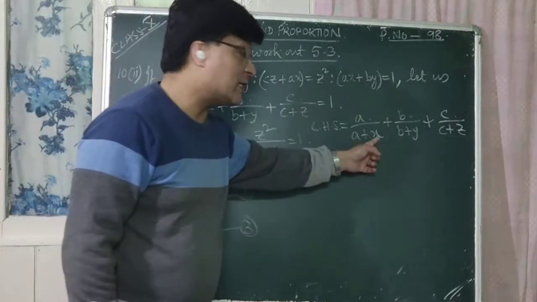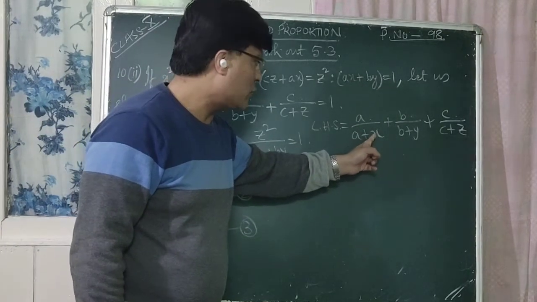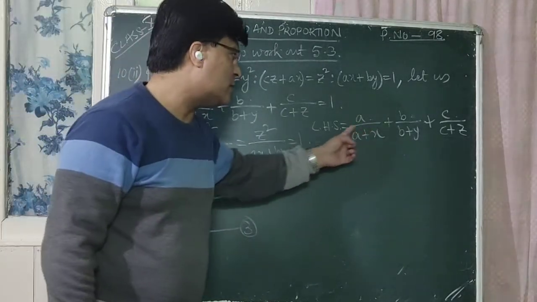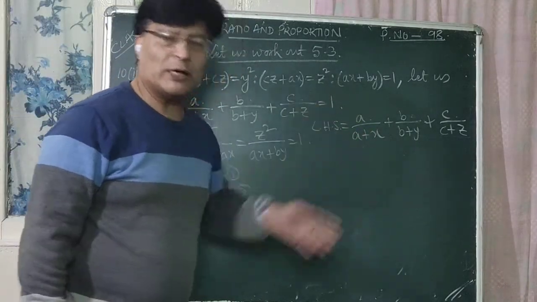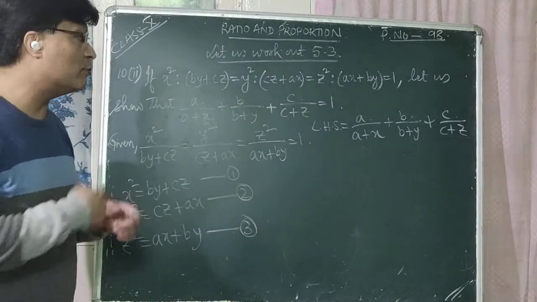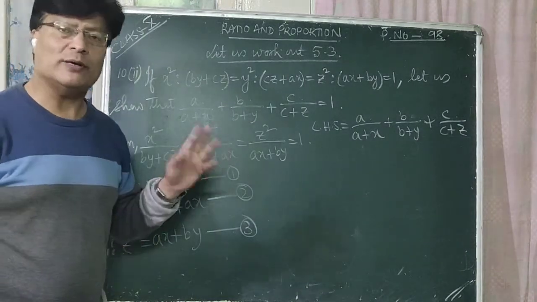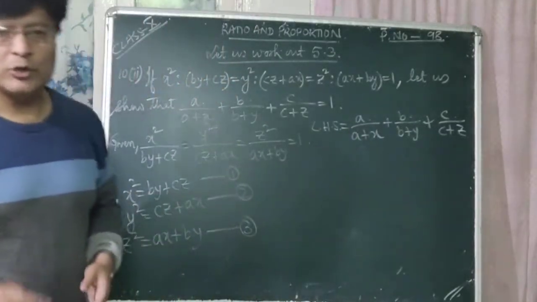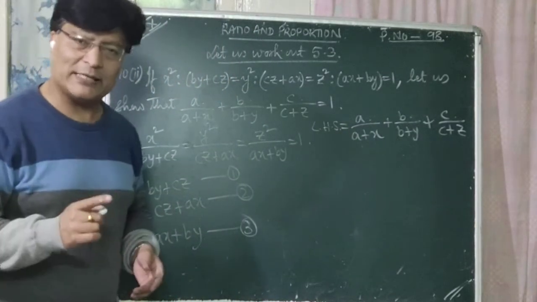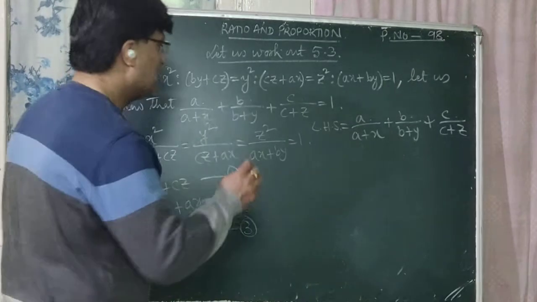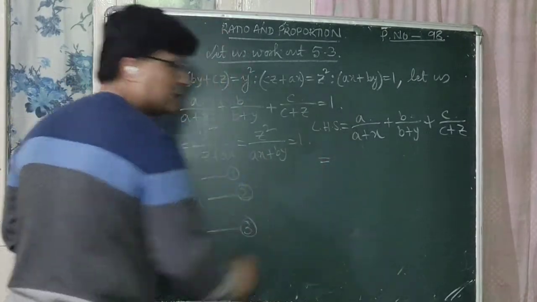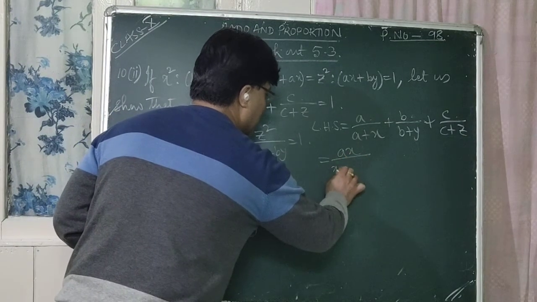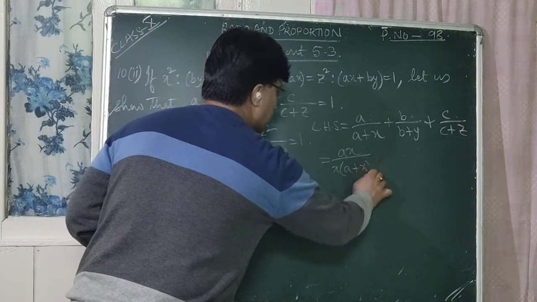So you have to make it x square. So in order to make this x square, you have to multiply it by x. So you have to multiply the denominator by x. If you multiply the denominator by x, you have to multiply the numerator by x also. Okay? So you multiply both numerator and the denominator by x. So what do we get? ax divided by x into a plus x.